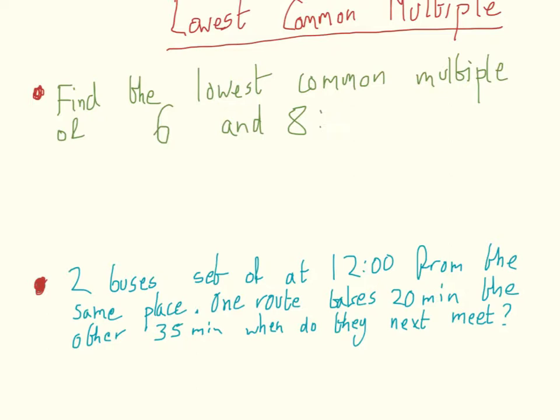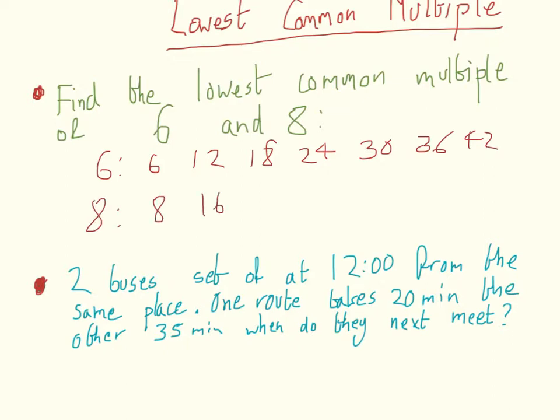if we're trying to find the lowest common multiple of 6 and 8, is to firstly write down the 6 times table, the multiples of 6, and to secondly write down the multiples of 8, which is 8, 16, 24, 32, 40, 48. And what we need to do is find the lowest multiple that appears in both the 6 and the 8 times table.